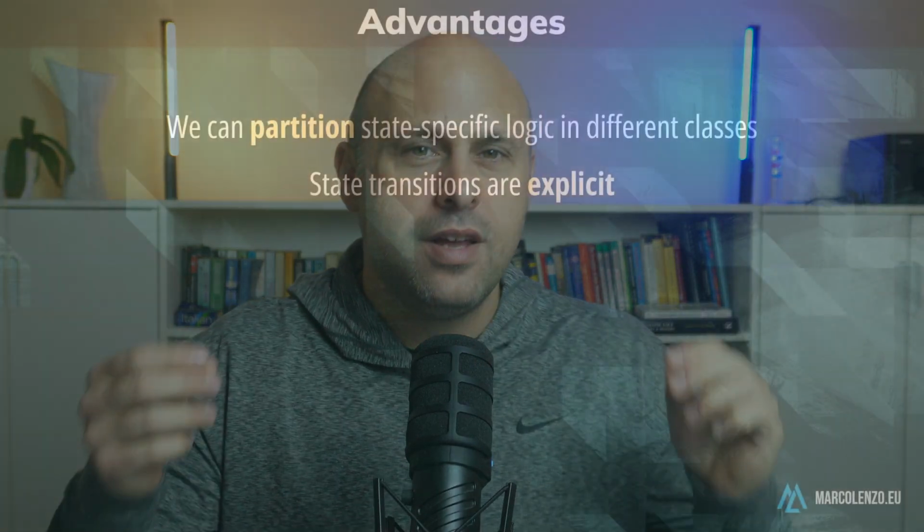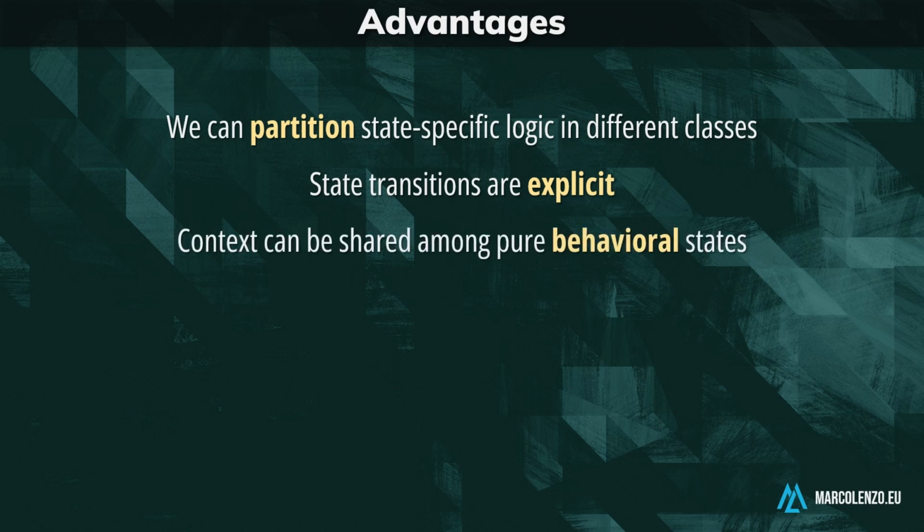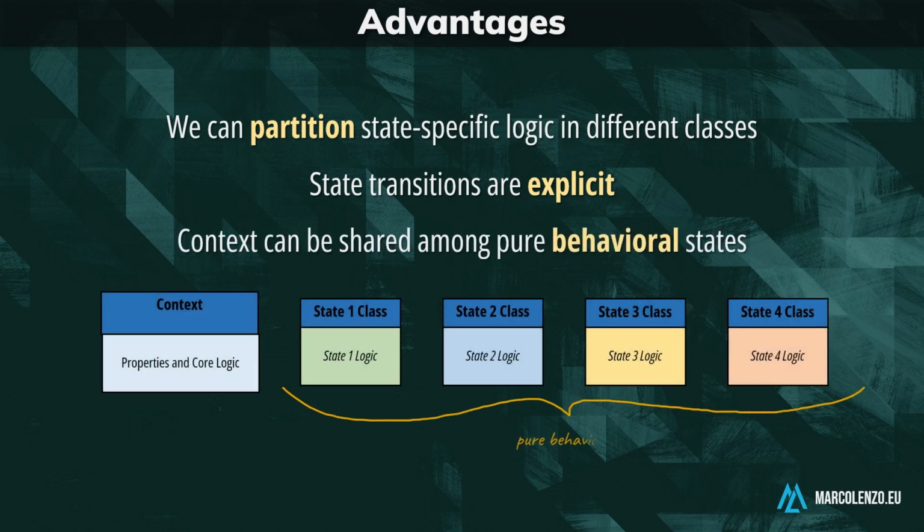The last advantage, according to the Gang of Four, is that we can have concrete state objects with behavior and no data. The data is stored and shared by the context. This is effectively an implementation of the flyweight pattern, which we'll cover in another video. On the other hand, I want to highlight that it's also fine to store variables in the concrete state objects. It makes sense if we have variables that are meaningful only in a particular state.